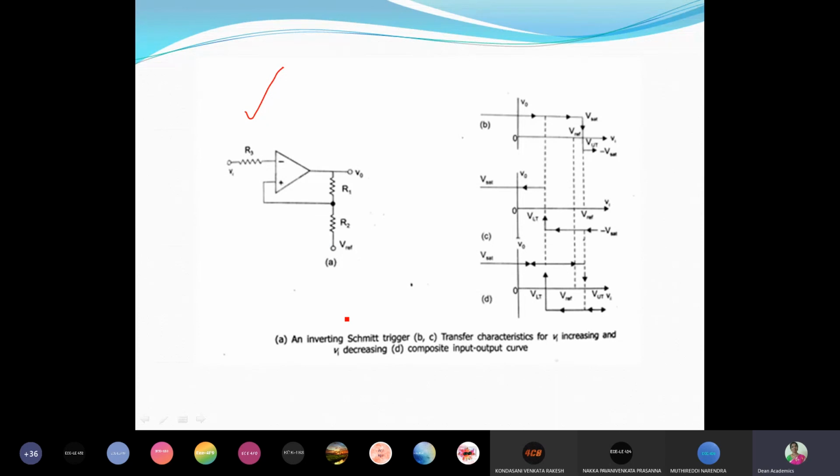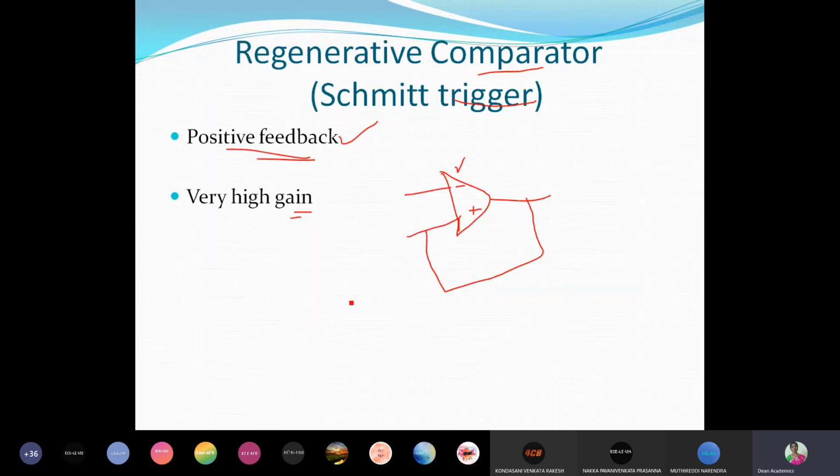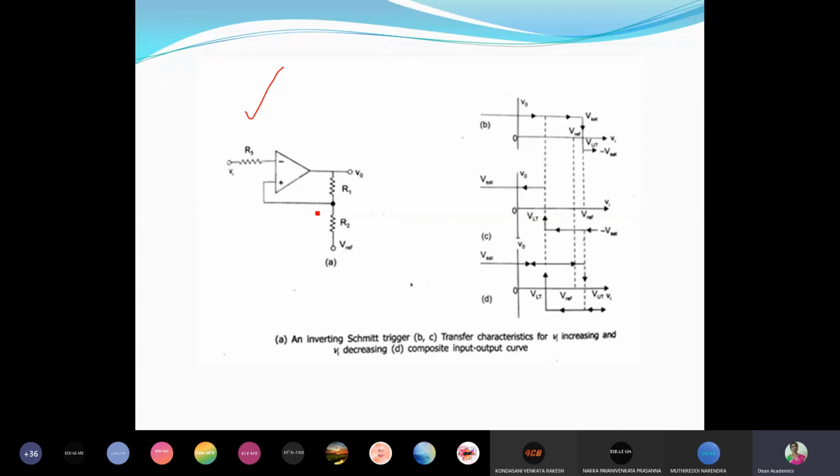inverting regenerative comparator. The other name for this is a Schmitt trigger, right? So let us say regenerative comparator or Schmitt trigger. You are giving the input signal here to the inverting input terminal, and you are giving some feedback from output to the non-inverting terminal. So positive feedback you are applying.